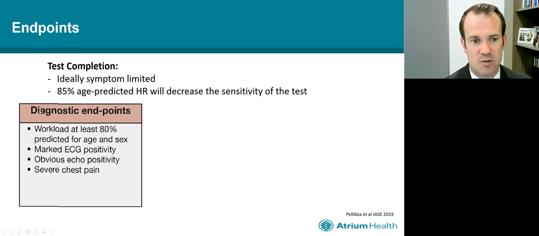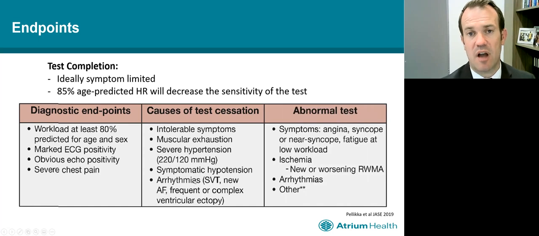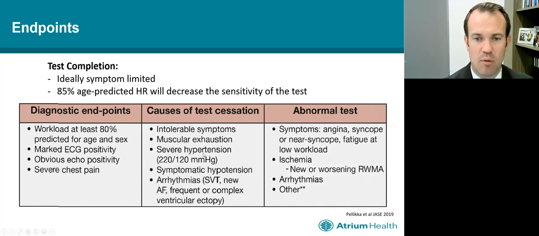So we're going to stop the test when we reach diagnostic endpoints, where we either reach that workload or we see marked ECG positivity, obvious echo positivity, or severe chest pains. We also stop if the patient asks to stop because of intolerable symptoms or exhaustion, or severe hypertension, which is diagnosed as greater than 220 over 120 millimeters of mercury. Symptomatic hypotension or arrhythmias are also reasons to stop the test. And if we have an obvious, very abnormal test there.